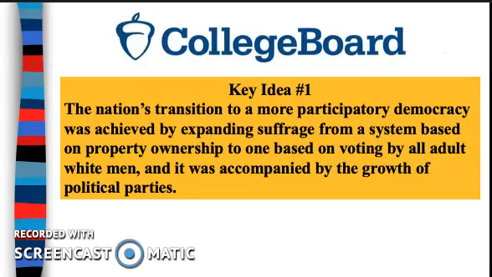The nation's transition to a more participatory democracy was achieved by expanding suffrage from a system based on property ownership to one based on voting by all adult white men, and was accomplished by the growth of political parties. So to really understand this, let's get a little bit of historical context.